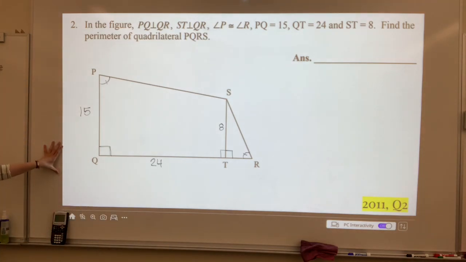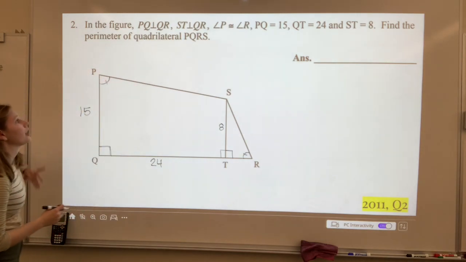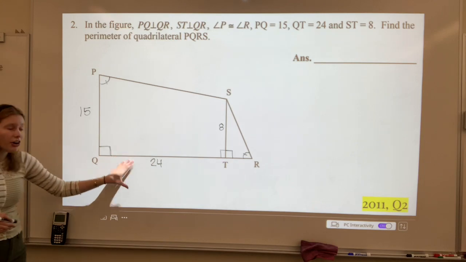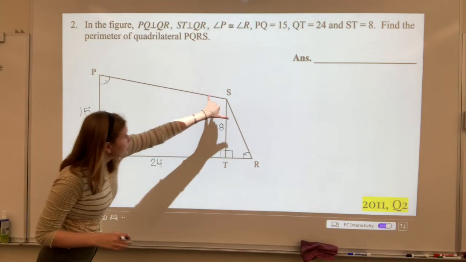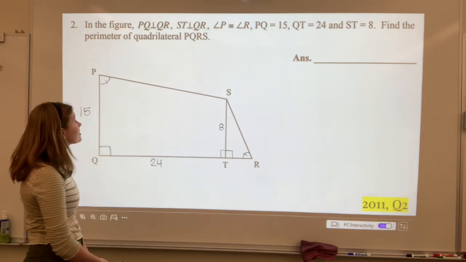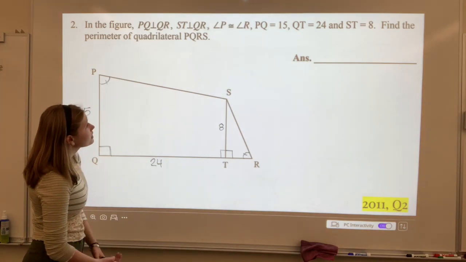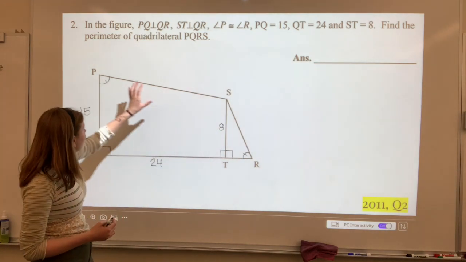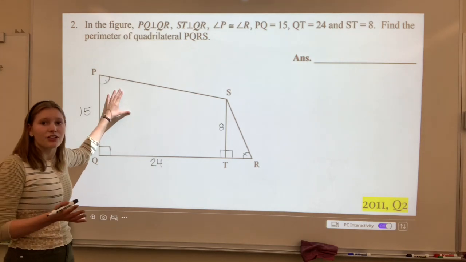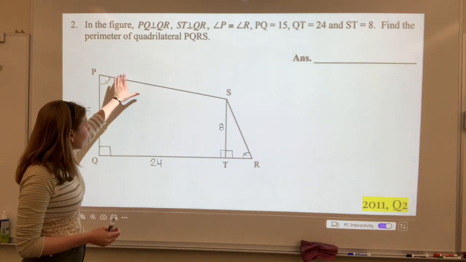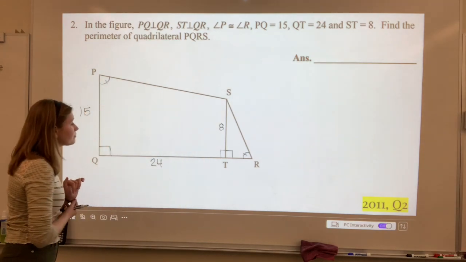Okay, so our goal is to find the perimeter of this one large quadrilateral. So we have one side length, we have part of another side length, but we're still missing two. So the first piece of information that stuck out to me was that angle P is equal to angle R. That seems like, I don't know, maybe a random detail, but that's going to help us figure out both of those side lengths.